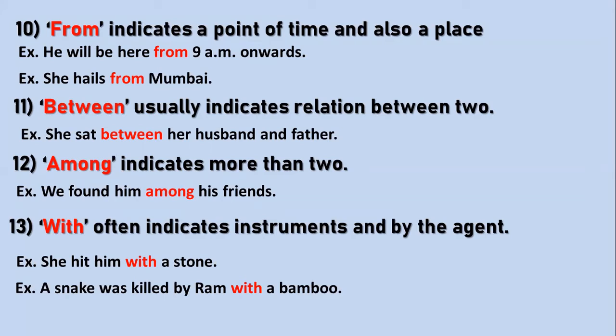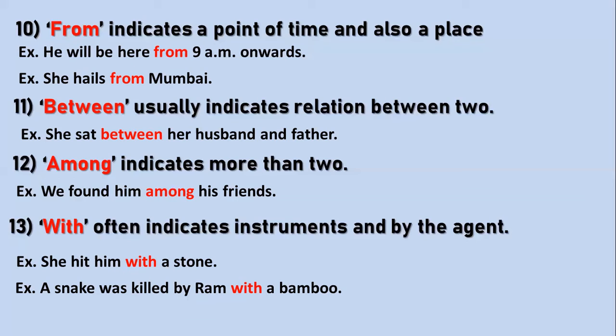Next, between. Between usually indicates the relation between two. When you want to show the relation between two people or two things, you can use the preposition between. Example, she sat between her husband and father. Next, among. Among indicates more than two. When you want to show a relation where there are more than two persons, you can use the preposition among. Example, we found him among his friends.